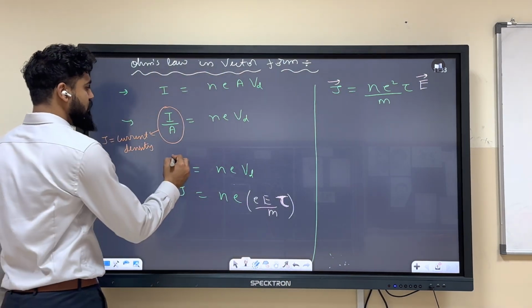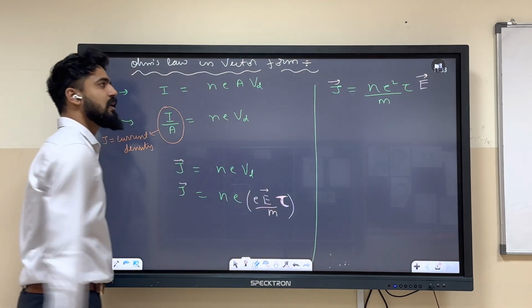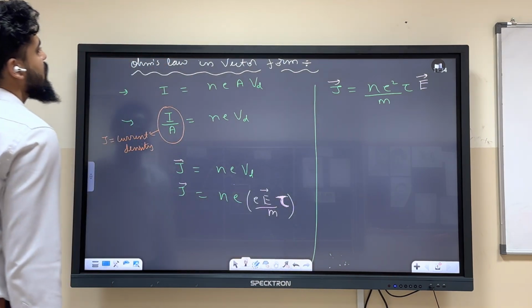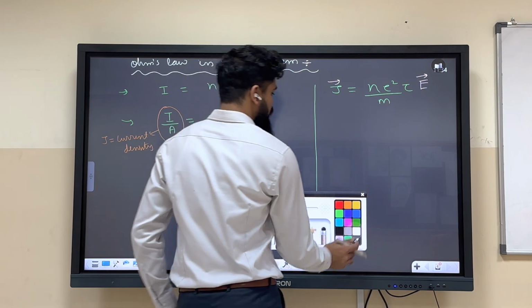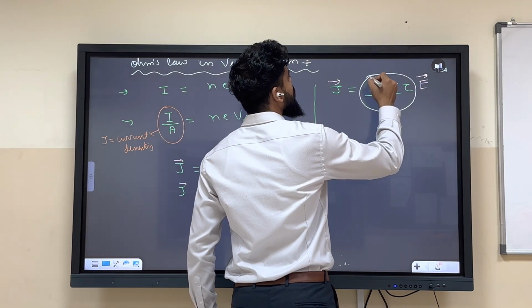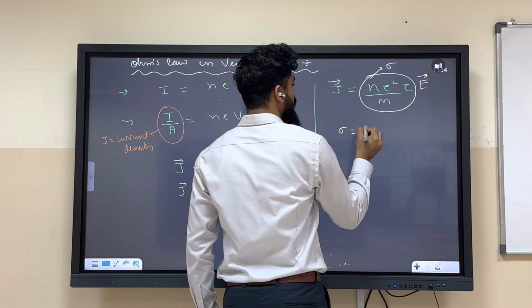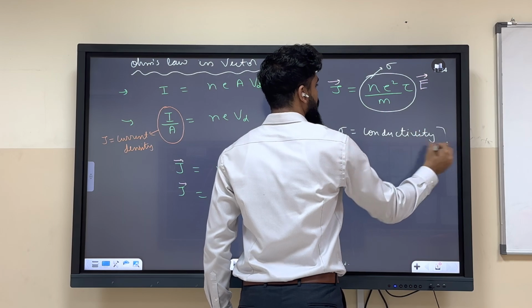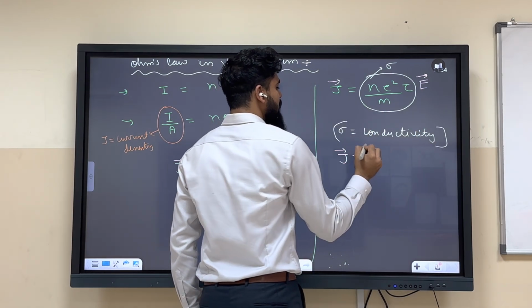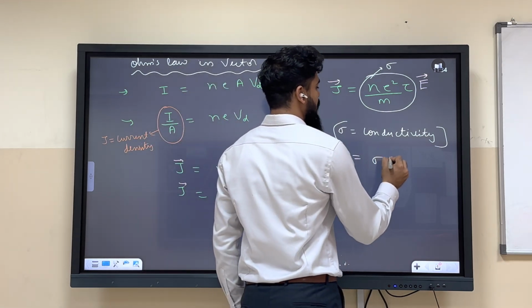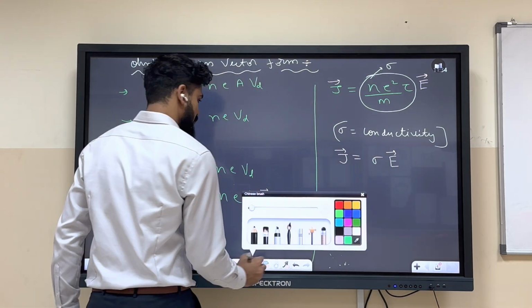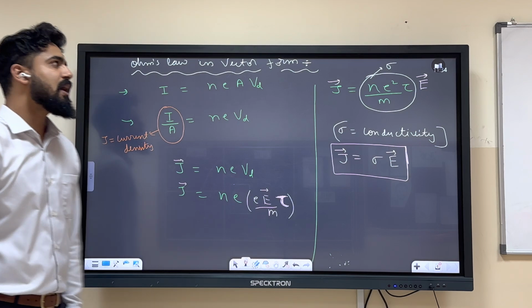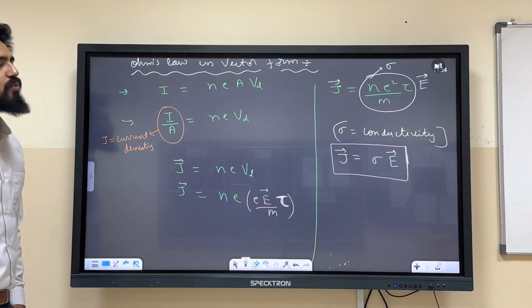So this is known as the vector form of Ohm's law. This term over here, n e square tau by m, is known as conductivity, sigma. That's why we write current density equals conductivity into electric field. J equals sigma E. This is known as the vector form of Ohm's law.